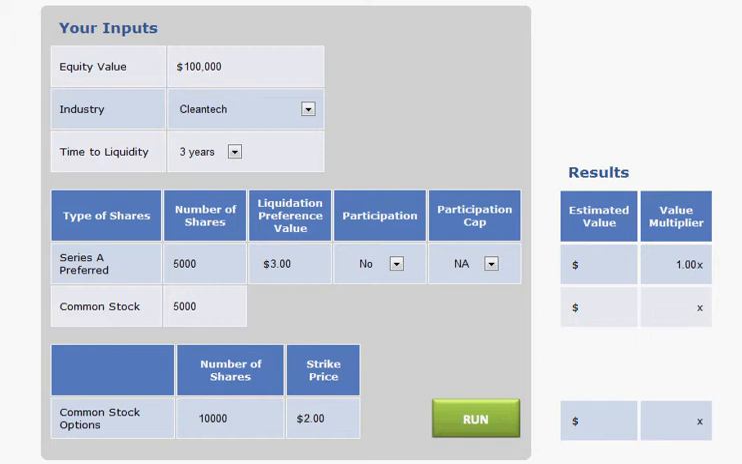So as we look at this calculator, you see that this section, the gray section, your inputs, is where you input the assumptions, and after pressing run, the part on the right hand side gets populated with calculations and the values of stocks.